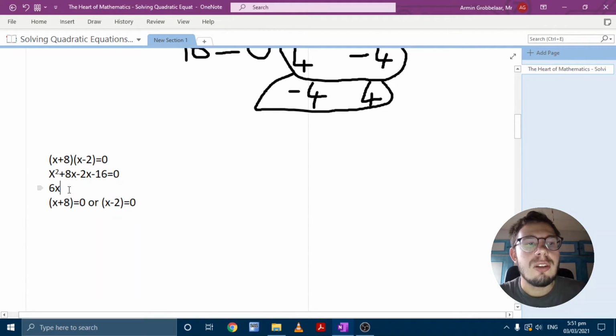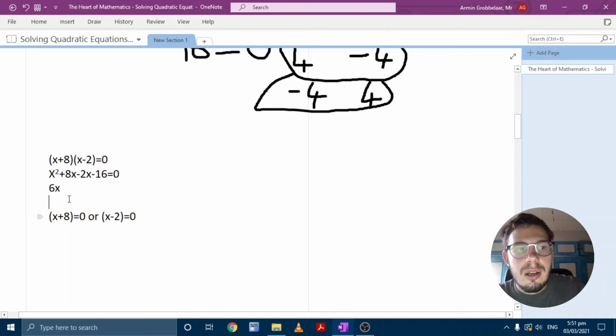So I'm going to start with the left hand one, the x plus 8 equal to 0. So now to get rid of that 8, I subtract 8 on the left hand side, but because I did it on the left, I also have to do it on the right. So I subtract 8 on the right. So what I'm left with is x.